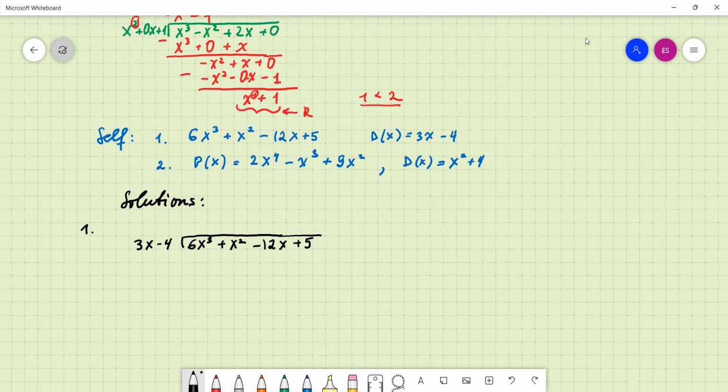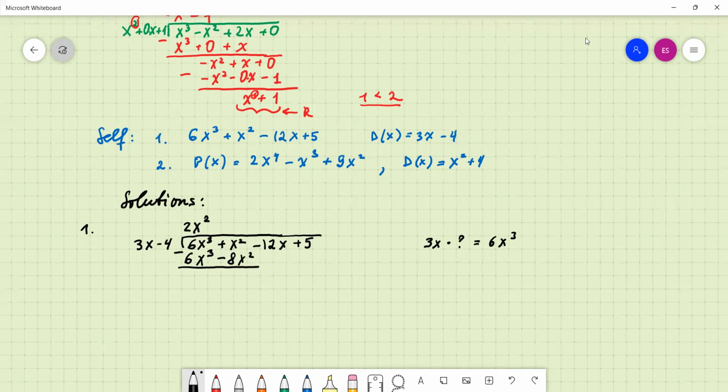By what do I need to multiply 3x to get 6x cubed? 3x multiplied by something to get 6x cubed. Well, at least I'll need x squared, right? Because I'll need to get x cubed from x. And then 3 by what is 6? It's by 2, right? So now I'm going to do this multiplication. 2 by 3 is 6, and this is x cubed. And then minus 4 by 2x squared is going to give me minus 8x squared.